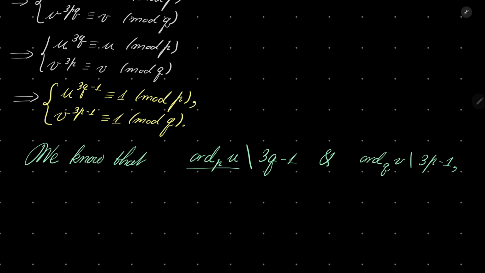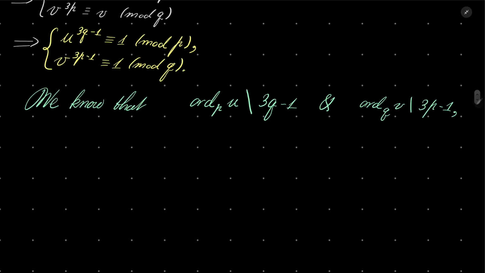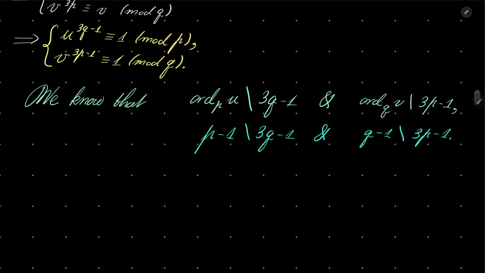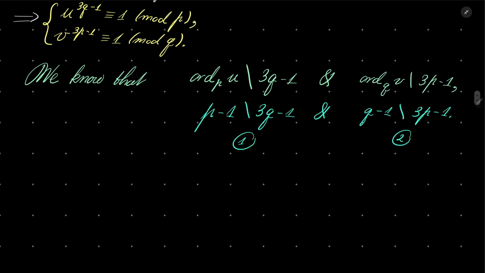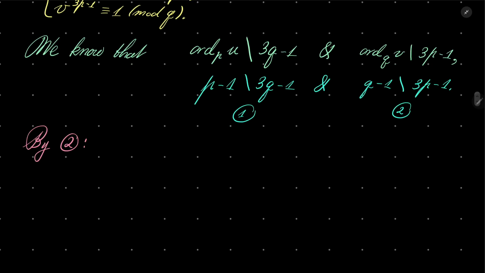But what is the order of u? Well, it was by definition p minus 1. So p minus 1 divides 3q minus 1, and q minus 1 divides 3p minus 1. And you know what? These are so important that I will mark them. It's condition number 1, this is condition number 2. And I will use condition number 2. So by condition number 2, we have the following.